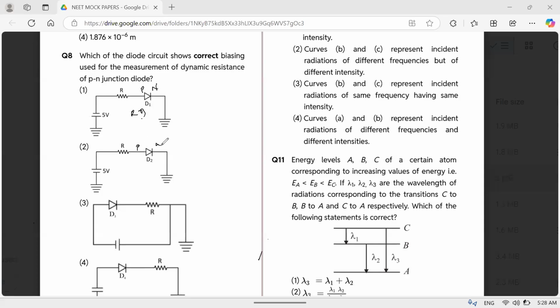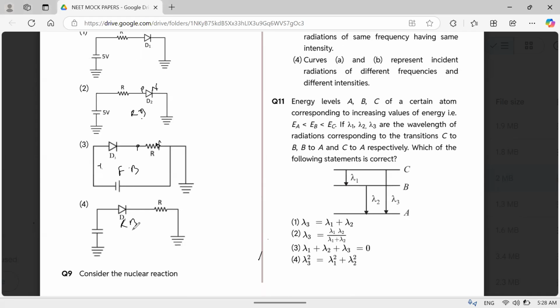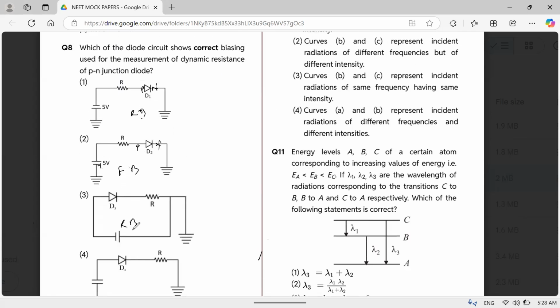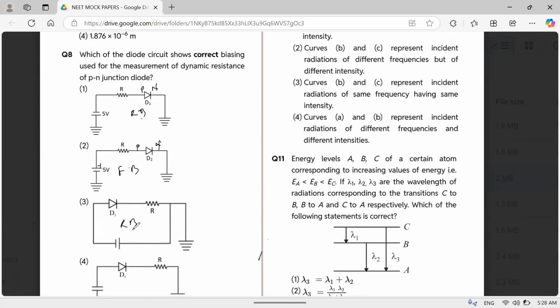This is P and this is N. P is connected to positive. This is forward bias. This is your reverse bias. And this is your capacitor given here. But think negative. In both the cases, it will be zero potential. It is not possible. So what is the option I can write here right now? Second one.